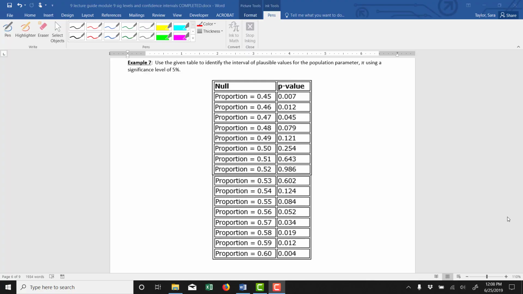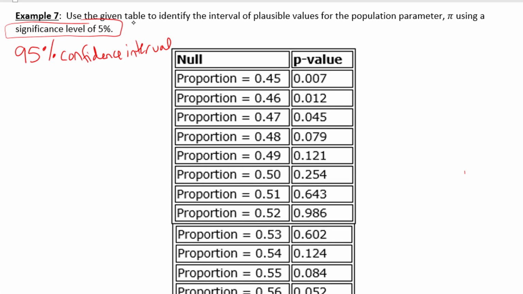This is Module 9. We're doing Example 7. It asks to use the given table to identify the interval of plausible values for the population parameter pi using a significance level of alpha. So notice it is asking us to find a 95% confidence interval. I know that because we're given that the significance level alpha is 0.05. If you have a significance level of 5%, it means your confidence level is 95%.